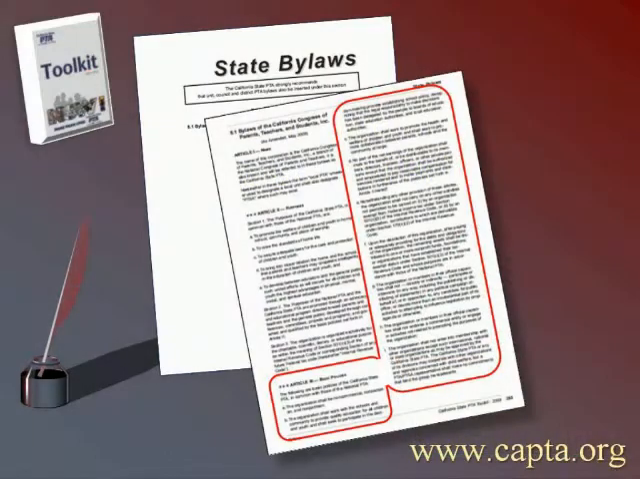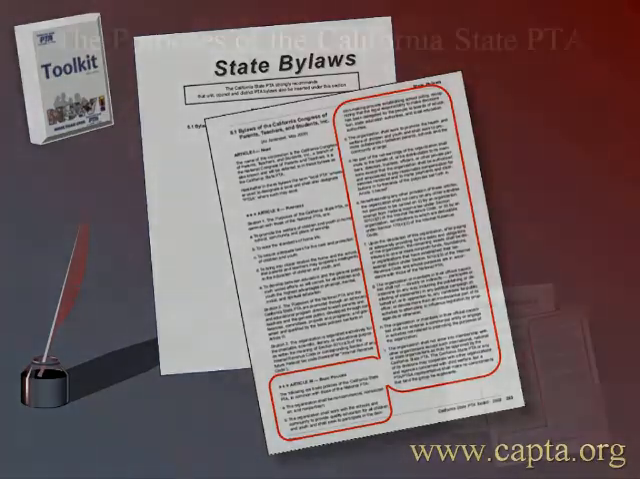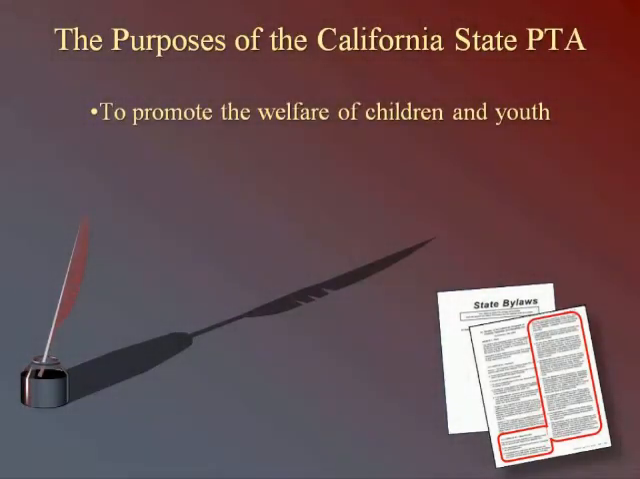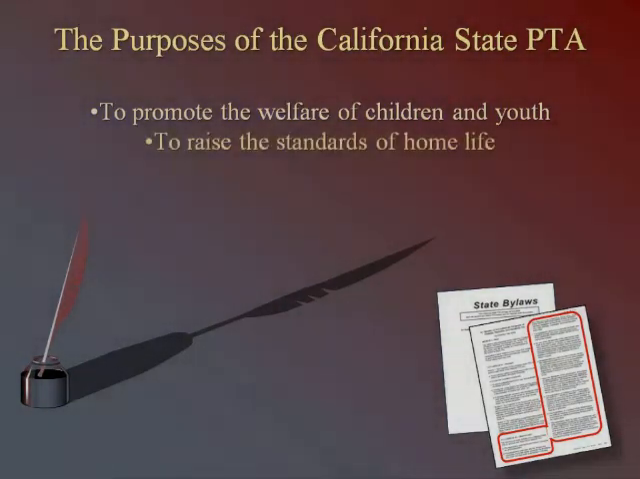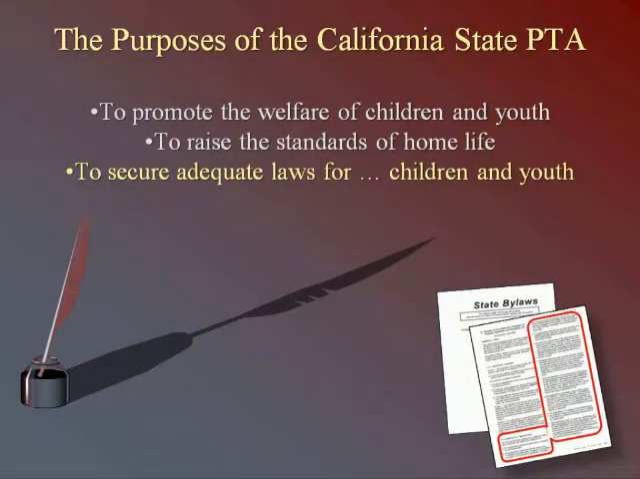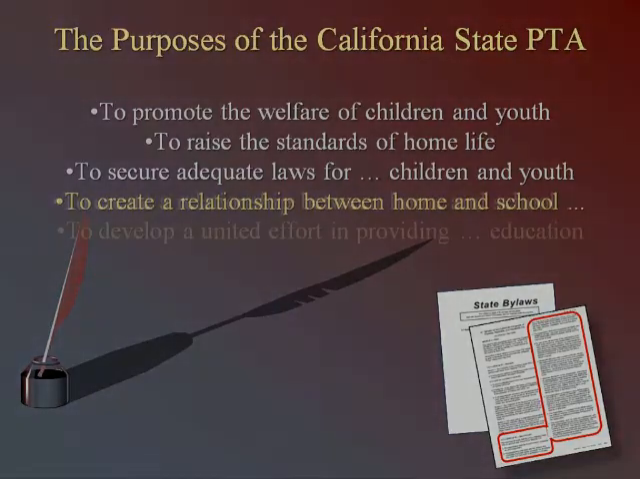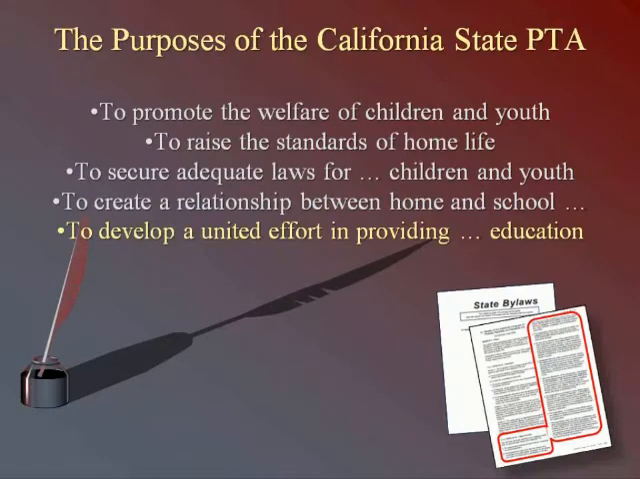The PTA purposes and policies can be found in the California State PTA Bylaws, Article 3, and on the California State PTA website. Let's review the purposes. To promote the welfare of children and youth. To raise the standards of home life. To secure adequate laws for the care and protection of children and youth. To create a relationship between home and school with parents and teachers cooperating intelligently in the education of children and youth. And to develop a united effort in providing the highest advantage in physical, mental, social, and spiritual education.